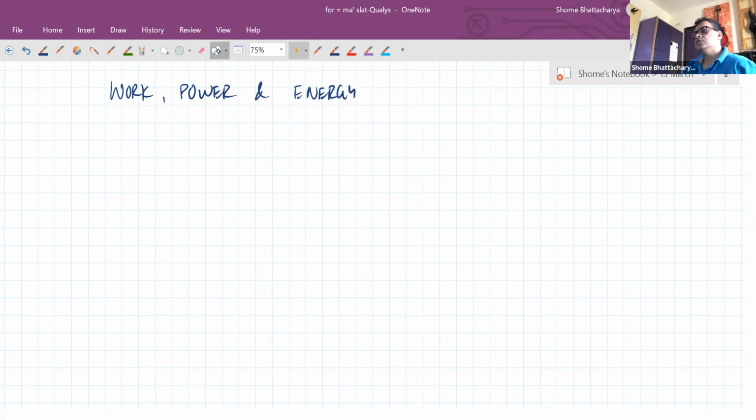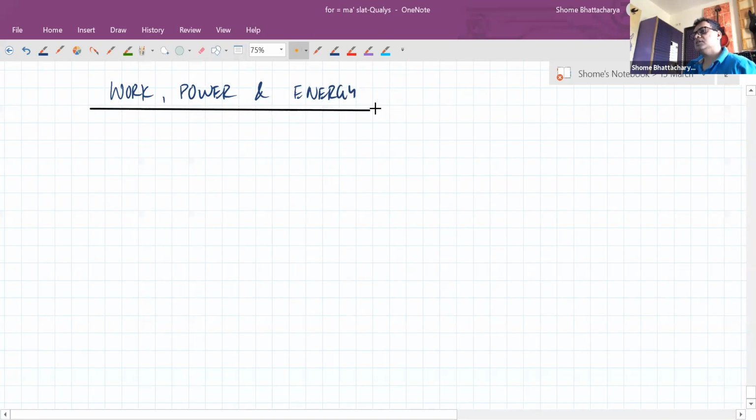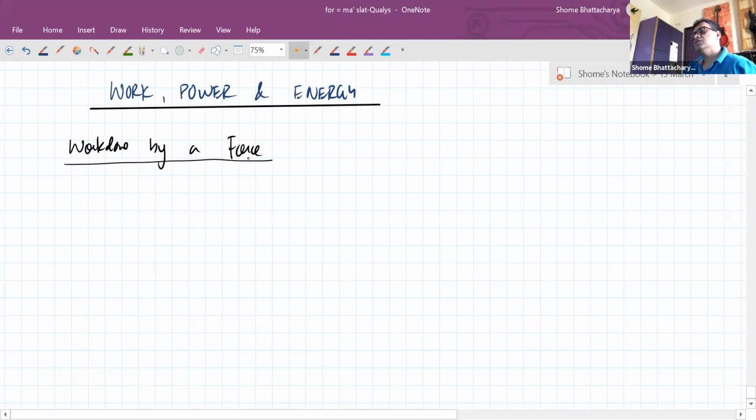So now the first aspect in this chapter is a new quantity, a new fundamental definition for us called work done by a force. So work done by a force, how this is defined. Now in the simplest case, if the force that we are talking about, F, is constant.